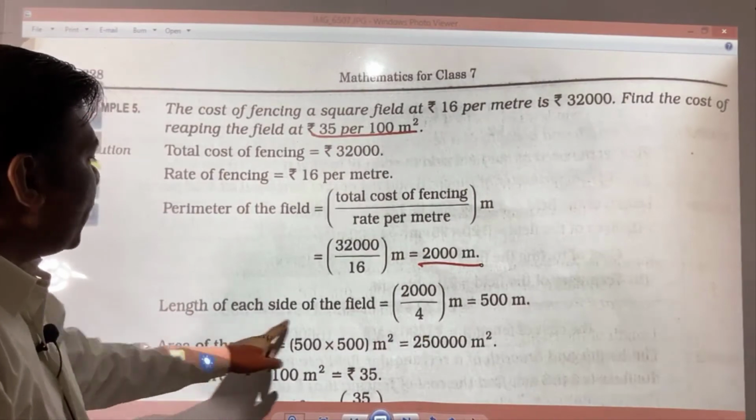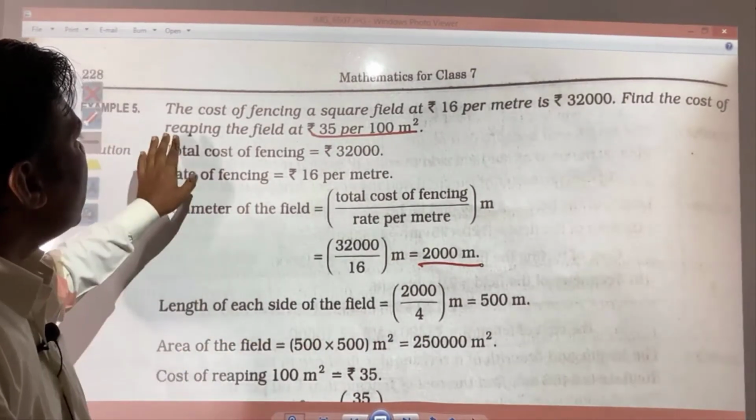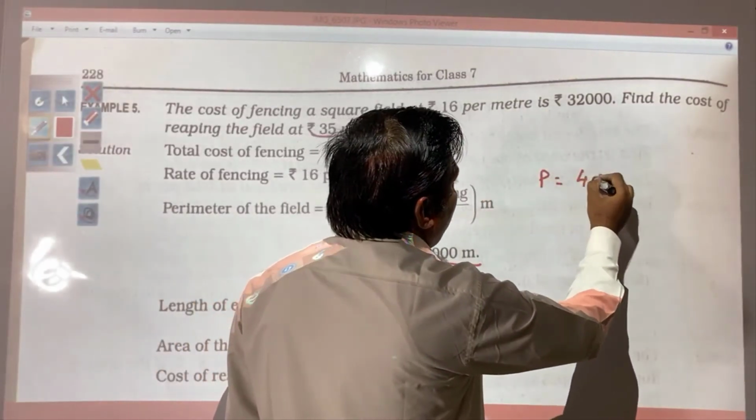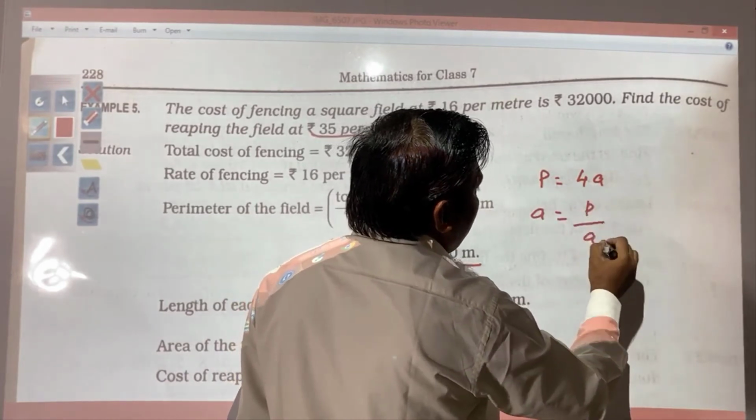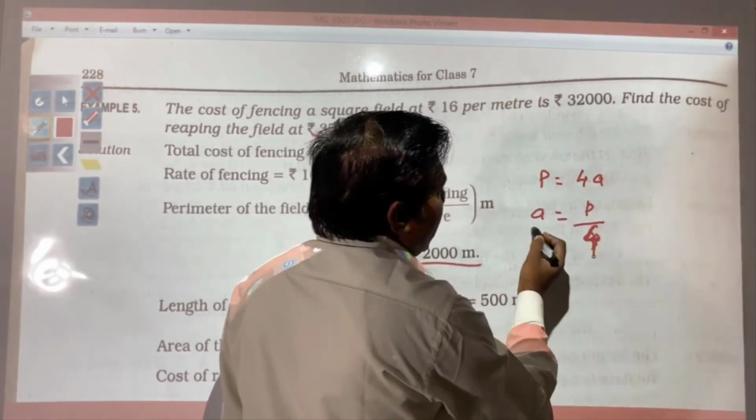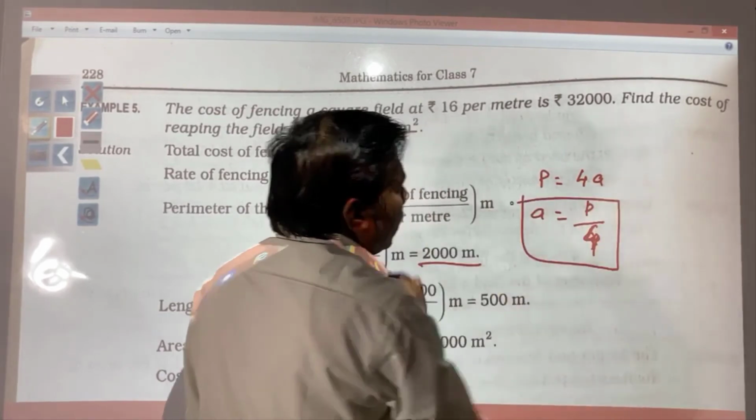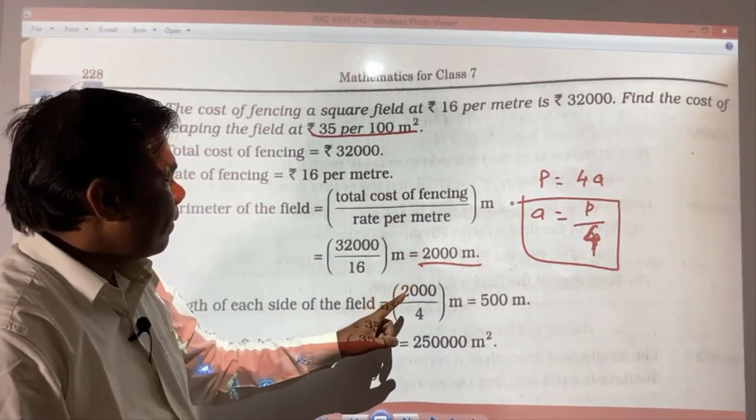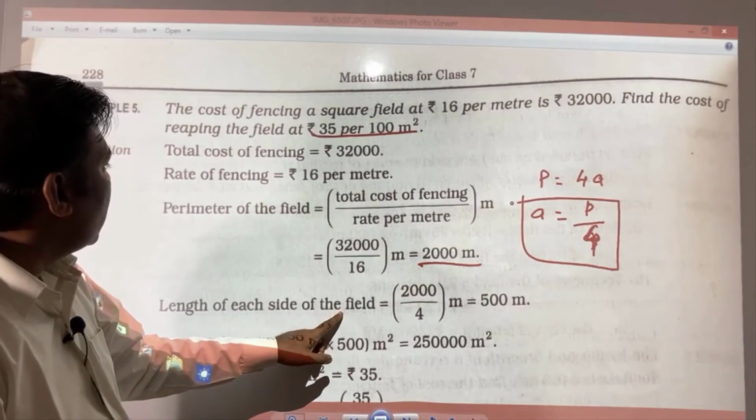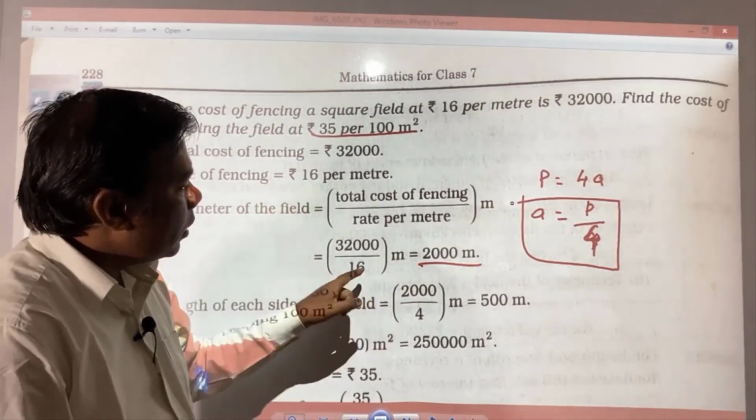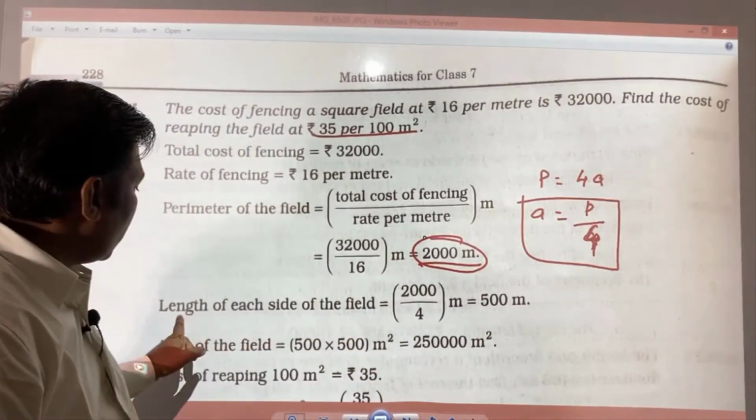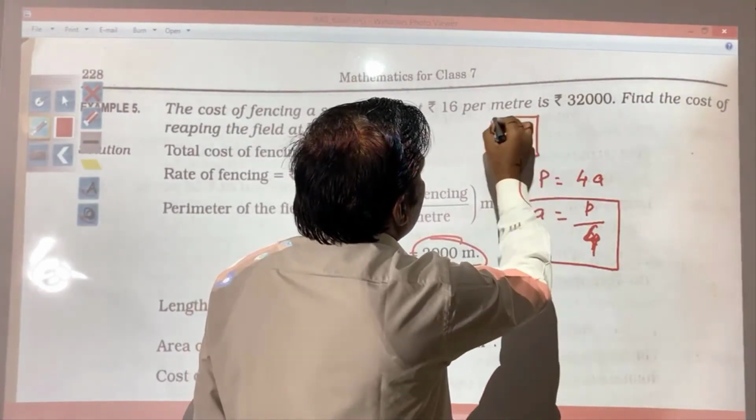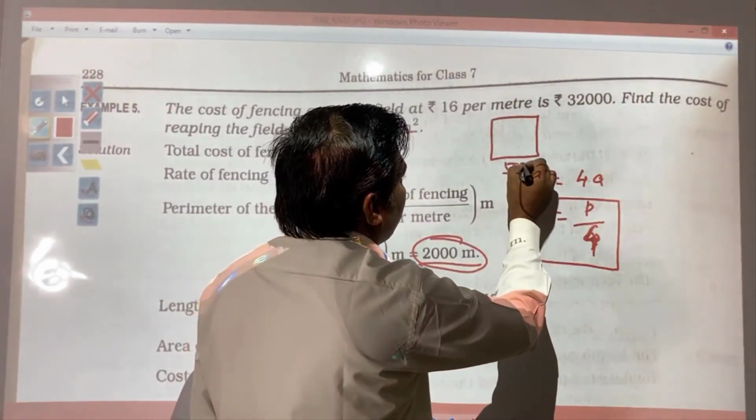Now length of each side of the field will be what? Here you see, since it is a square, as we know, perimeter is equal to 4A, so A is equal to P by 4. This you remember: side is equal to perimeter by 4. Perimeter you have got, perimeter is equal to 2000 meter. So length of each side will be 2000 by 4. It means 500 meter. This you have got.